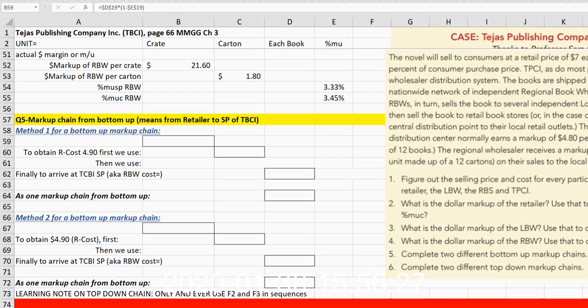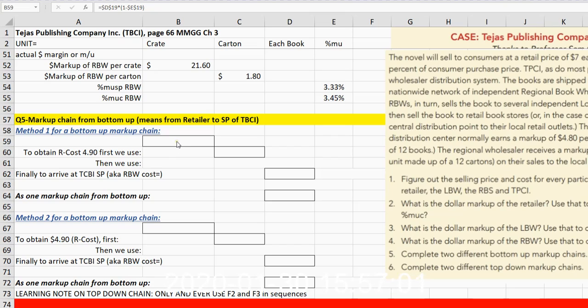I promised I would help you be able to complete questions 5 and 6 in the Tejas Publishing Company case in our textbook on page 66. So this video helps us complete 2 different bottom-up markup chains. Now I'm going to do this in a step-down method so that you can see how each formula we use builds on the previous formula we used.